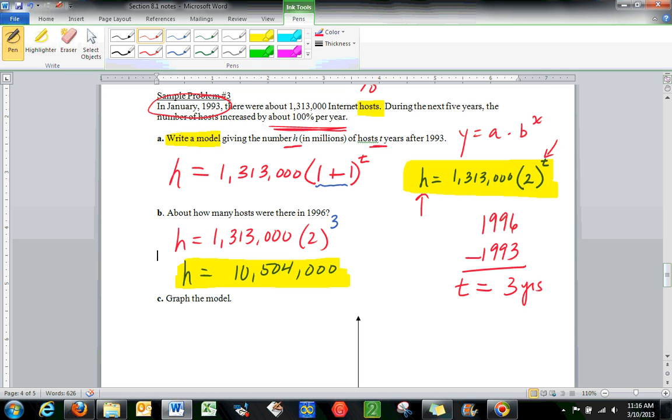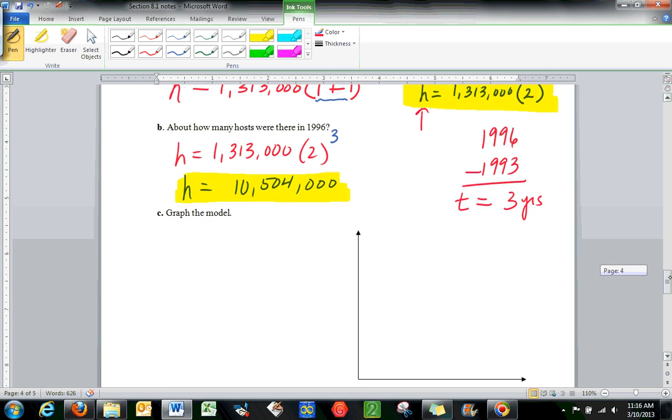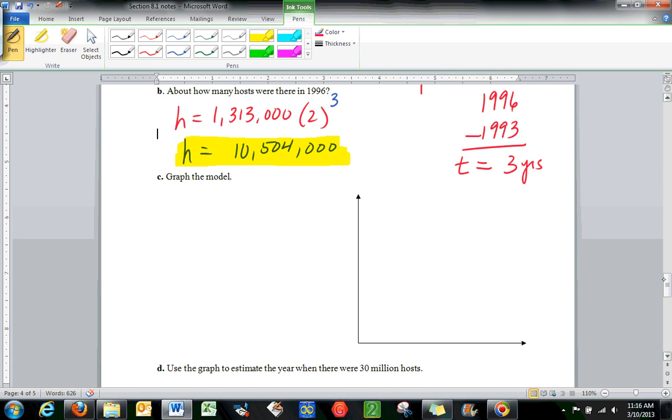And so now we want to get a visual picture of what's happening with this growth rate. So we want to graph the model. Here is our original model. If we wanted to graph this, we're going to create a t-chart. We're going to supply the t values so that we can come up with the h values. And let's take a look at this.